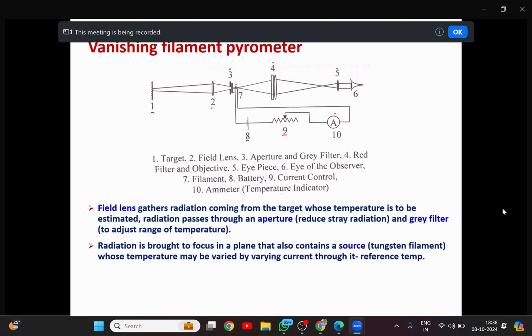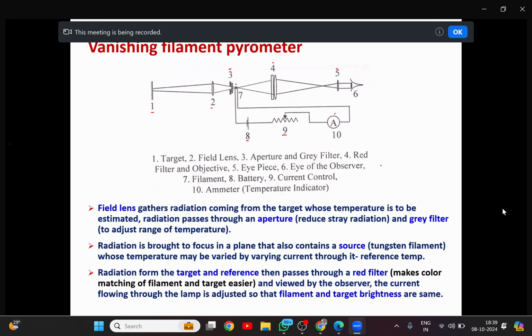Then you have a filament here, as we discussed, and you use this aperture to focus this radiation that is coming onto this filament. And this filament is made out of tungsten, which is high temperature resistant, and the temperature of this tungsten filament is varied by varying the current that passes through this filament.